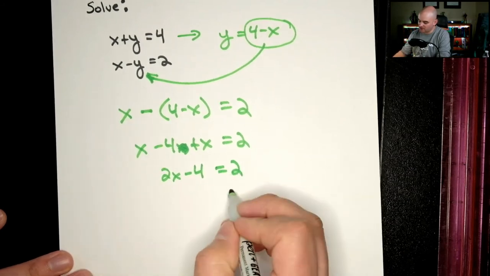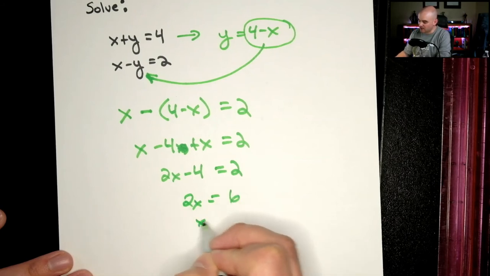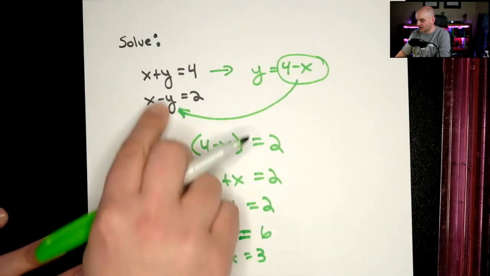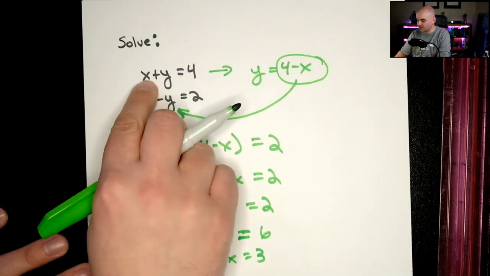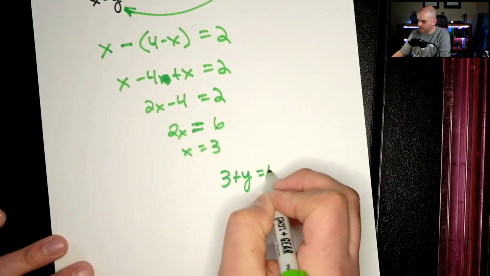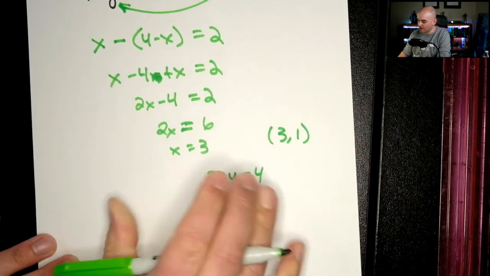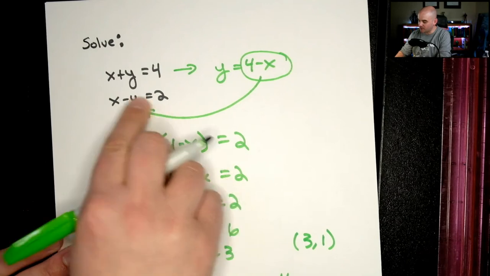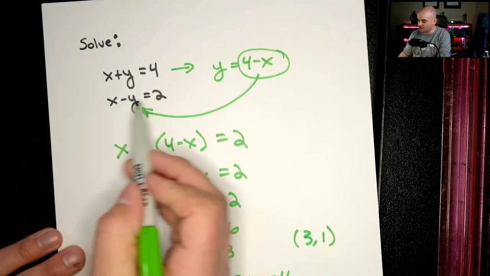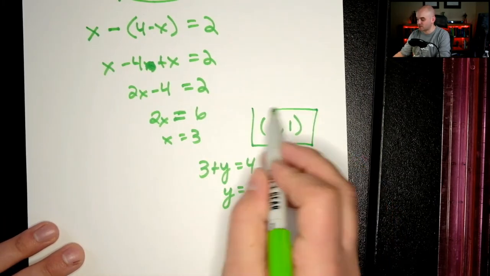Add 4 to both sides, I get 6 equals 2x. And then divide by 2, I get x equals 3. So that's my x value. Putting it back into the top up here, I'm going to say, okay, 3 plus y equals 4. So y is equal to 1. So when x equals 3, y equals 1, and that is true for both of these. If you put 3 and 1 in, you get 4 equals 4. Put 3 and 1 in, you get 2 equals 2. And so that's the solution to this system. If you were to graph it, that's where they cross.